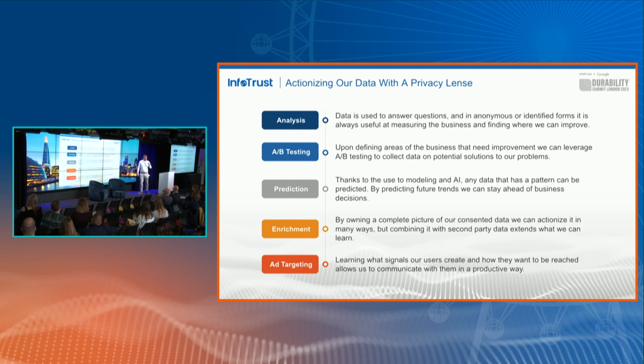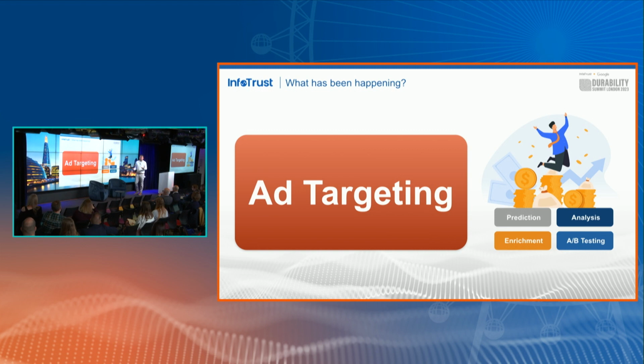And then ultimately there's ad targeting, which I don't need to explain. Everybody knows this column could really be called actionization. How can I use this data to take some action? So at the end of the day, I'm going to reach out to people. I've been able to categorize my users and do something with it. This is really what's been going on: these four little small pieces are really just contributing to the big ad targeting bucket.